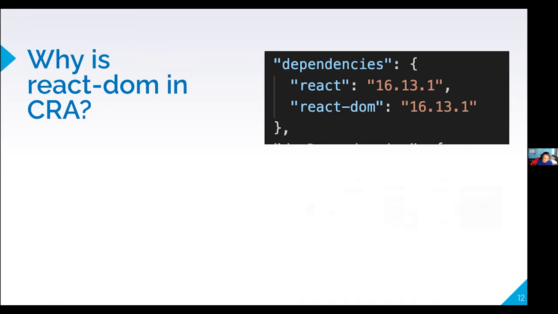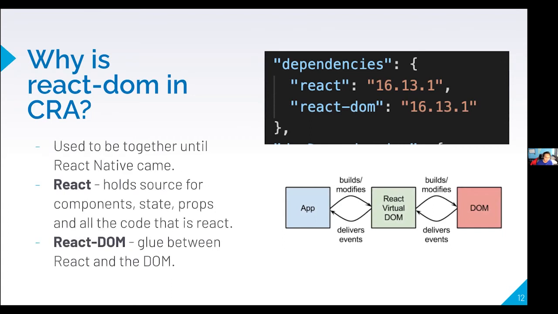Okay, so here we go. They actually used to be coupled, but they were decoupled. Yeah, they actually used to be together until React Native came along. And it's really to keep it separate so that React is only responsible for the source of how to have the components, states, and props. All that code stays in React. However, React DOM is the glue between how React interfaces with the actual DOM.